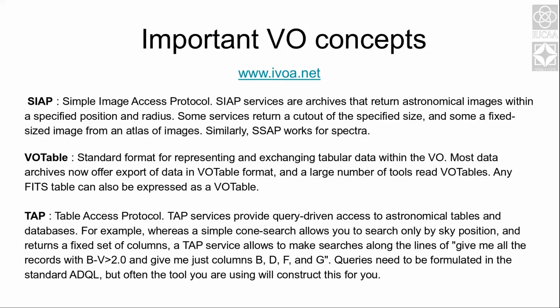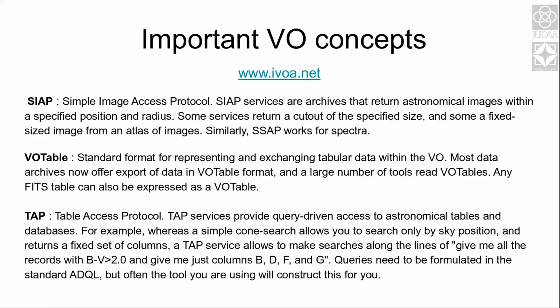This is for getting a catalog back. If you want to get images back, there is something known as the Simple Image Access Protocol, which returns astronomical images within a certain distance of a specified position. You can get cutouts of a specified size or a fixed size image from an atlas of images and so on. There is a similar protocol called the Simple Spectrum Access Protocol, which works for astronomical spectra.